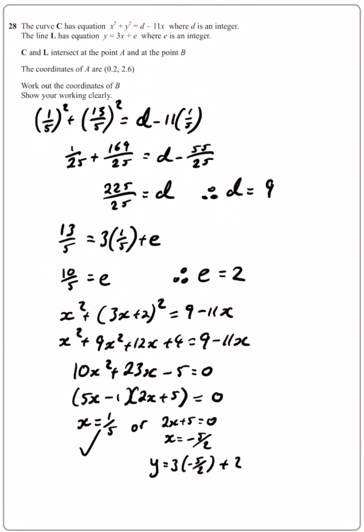So x equals -5/2, plug that in, y equals 3 lots of -5/2 plus 2. 3 times -5/2 is -15/2 plus 2, and therefore y is -11/2. So our coordinates would be -5/2, -11/2, and we are done.